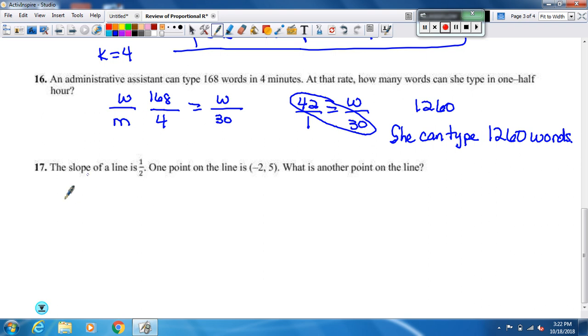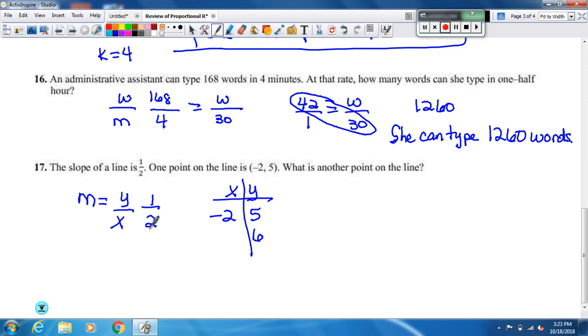That's the answer. Okay, the slope of a line is 1 over 2. 1 point on the line is (-2, 5). What is another point on the line? So slope is y over x. So if you've got 1 over 2, that literally means you can add 1 to the y and add 2 to the x. So if you take this and put it into an xy table, -2, 5. Okay, let's add 1 to the y like the slope says. So 5 plus 1 is 6.